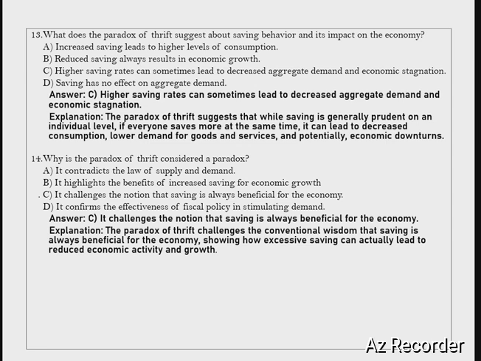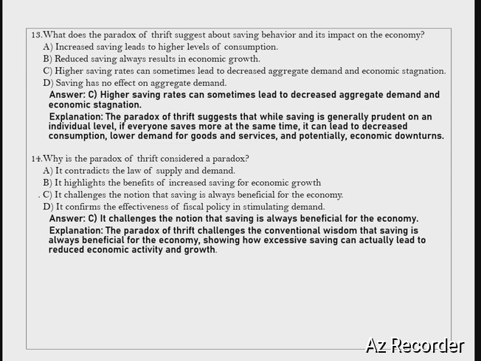Next question is, what does the paradox of thrift suggest about saving behavior and its impact on the economy? Option A, increased savings leads to higher level of consumptions. Option B, reduced saving always result in economic growth. Option C, higher saving rates can sometimes lead to decreased aggregate demand and economic stagnation. Option D, saving has no effect on aggregate demand. Correct answer is option C.